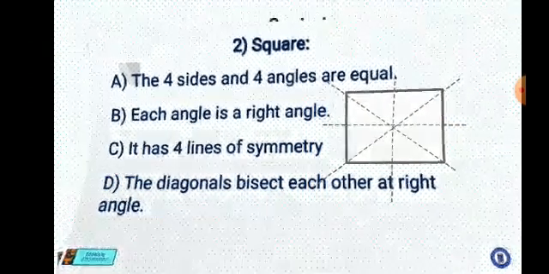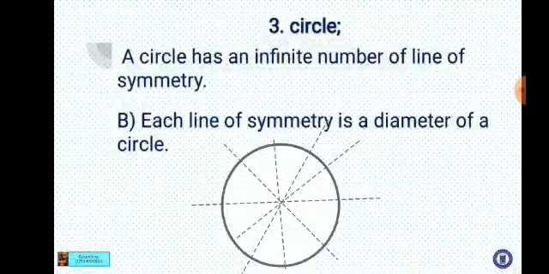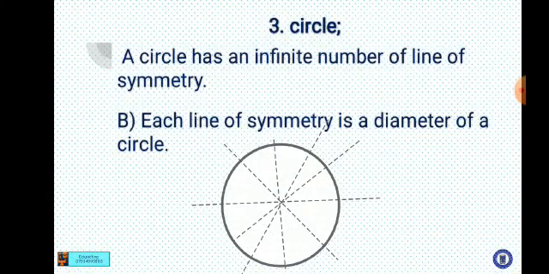The third one we are going to look into is circle. A circle has an infinite number of lines of symmetry. Each line of symmetry is a diameter of a circle. It has many lines of symmetry. Anyhow you draw it through, you have a line of symmetry.